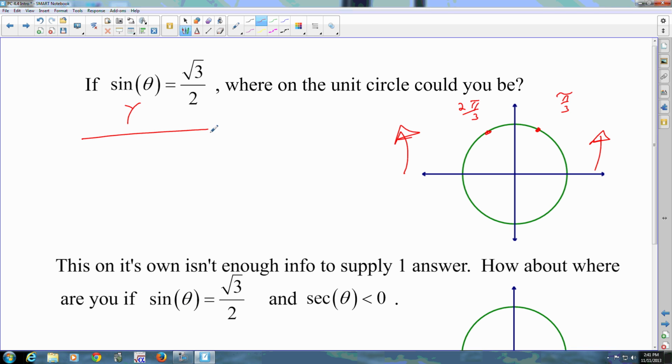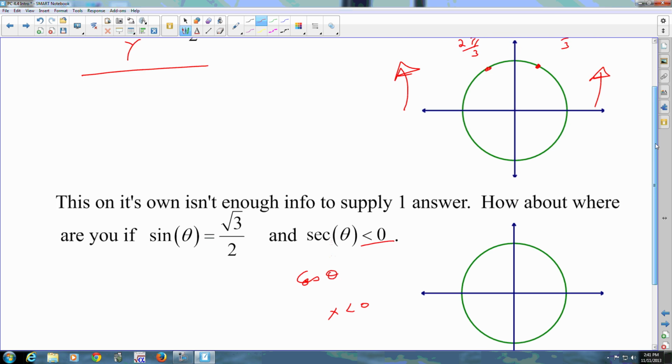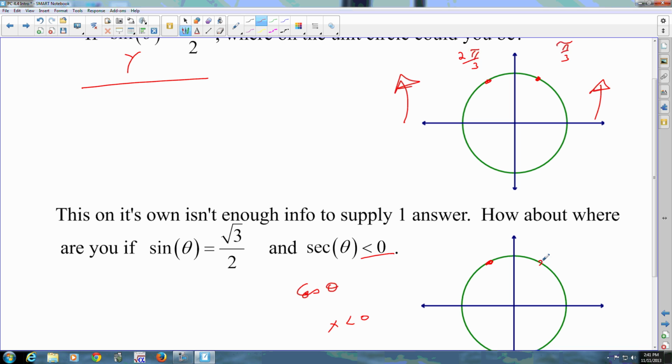This information on its own isn't enough to limit you to one answer. So how about if we were to tell you that sine is that, so we're one of these two, and secant is less than 0. Now secant is related to cosine, and you're saying it's less than 0. So that means your x value has to be negative. Well, you were either here or here. The only place where your x value is negative is here. So you have to be standing at 2 pi over 3, with those two pieces of information.